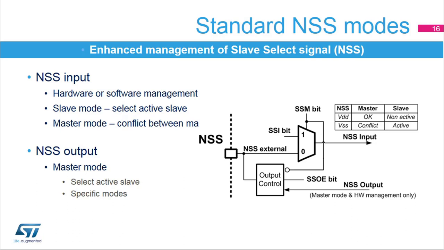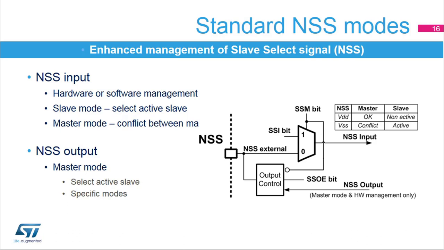As a slave, it always works as an input and enables the slave for communication. As a master input, it indicates potential conflicts between masters in a multi-master system. As a master output, it is managed by hardware in a standard or specific control mode.